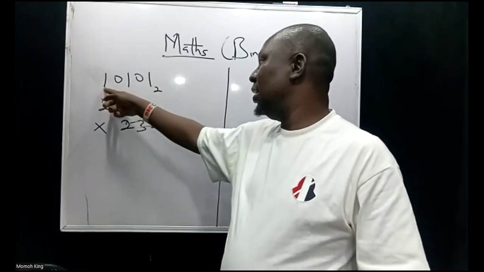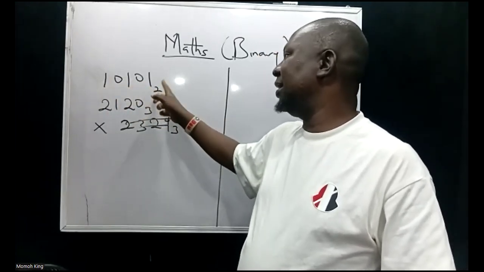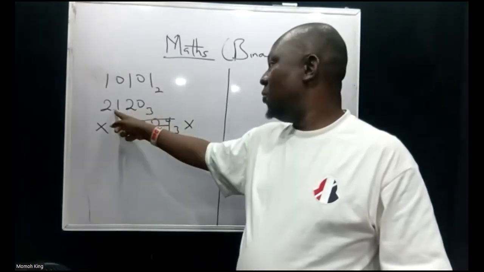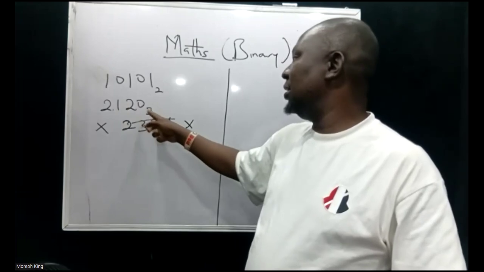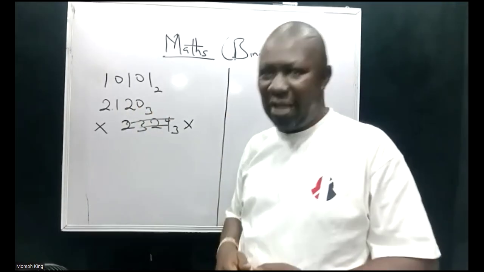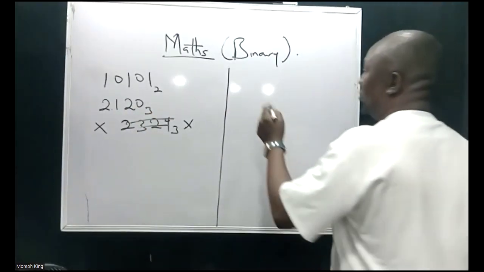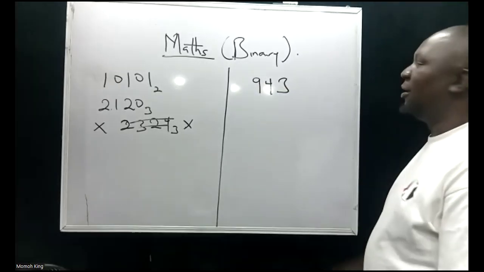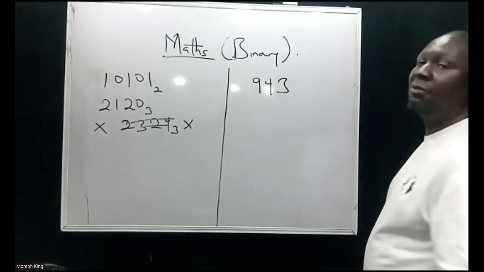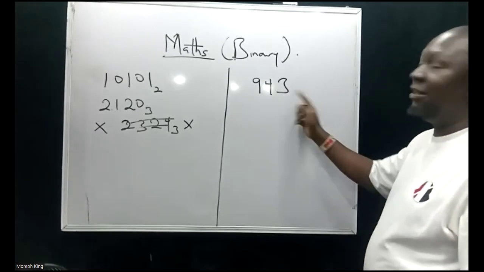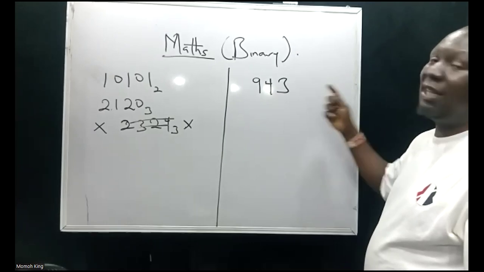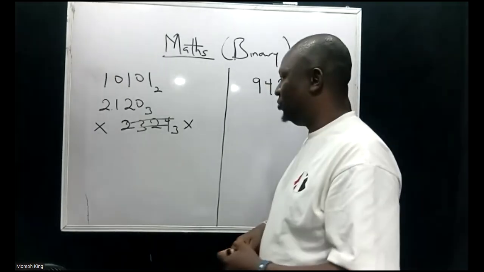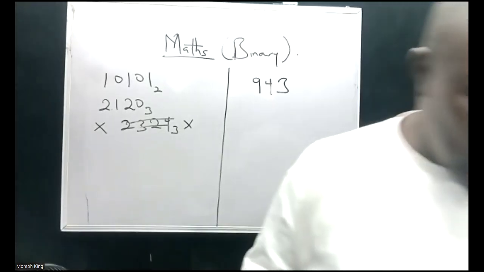Same thing with this. You can see that 1, 0, 1, 0, they are lesser than 2. And 2 is lesser than 3, 1 is lesser than 3, 2 is lesser than 3, 0 is lesser. Same thing with base 10. Most of the natural numbers that you know, like 943, although they will not put base 10, you find that 9 is lesser than 10, 4 is lesser than 10, 3 is lesser than 10. You get? That's the first rule. But today we're going to treat conversion of all these bases to base 10.